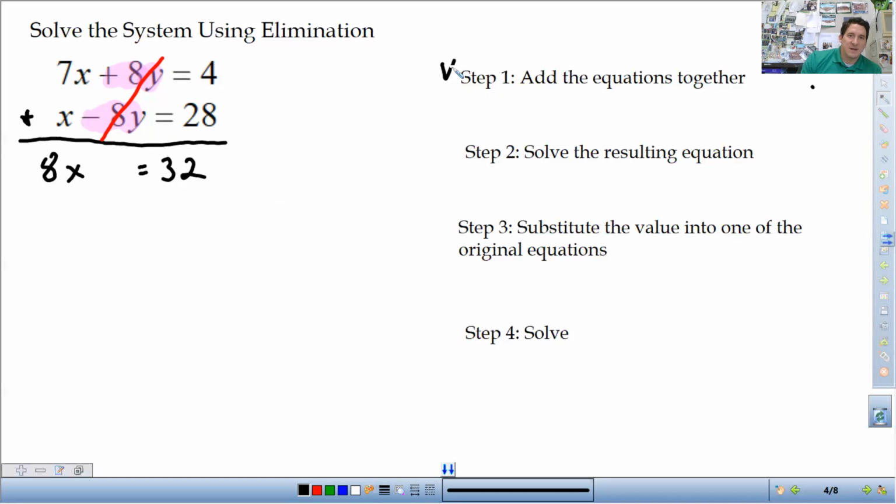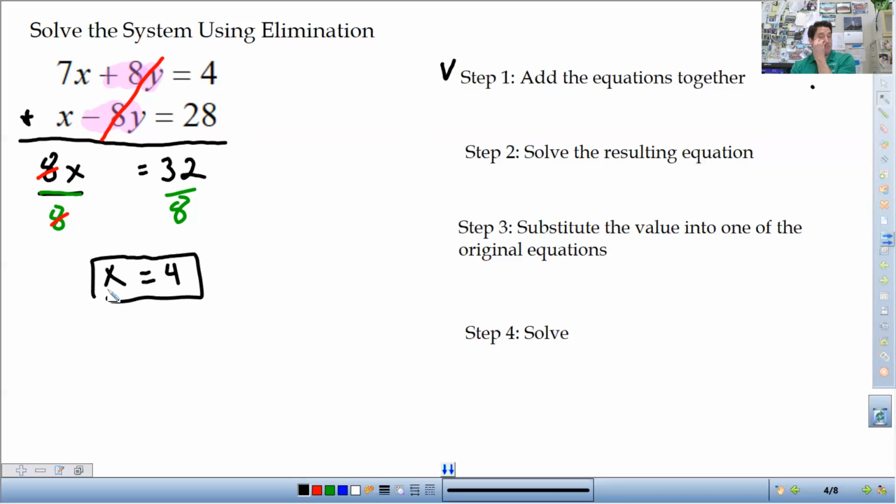So we just finished step one. Step two is solve the resulting equation. So it's just 8x equals 32. So just divide both sides by 8. Sorry, I want that in green. Divide both sides by 8. The 8's cancel out. And you get x is equal to 4.